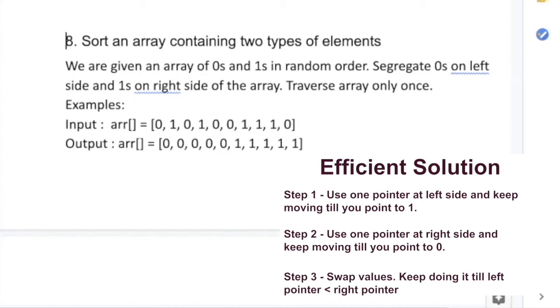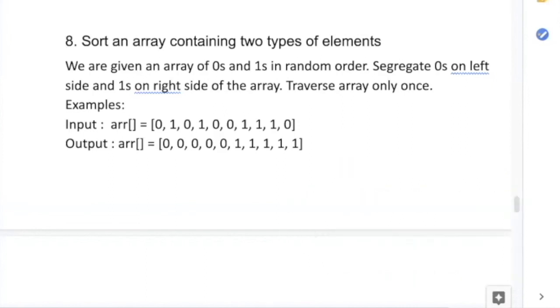You keep 2 pointers, one in the left part of the array, one in the right part of the array. And you keep moving from left to right till you find 0, and you keep moving from right to left till you find 1. And as soon as you find 1 in the left and 0 in the right, you swap it. Right? And this is how you do it. So if you do it this way, you can sort the array in linear time in a single traversal. So this is how we do question number 8.